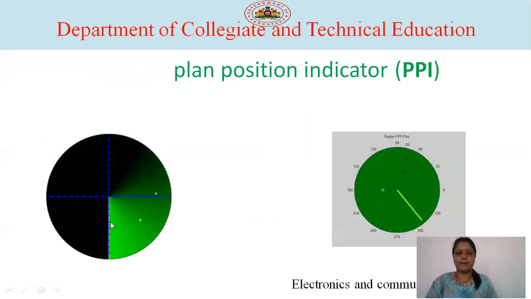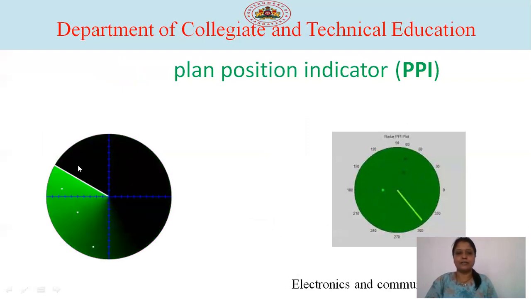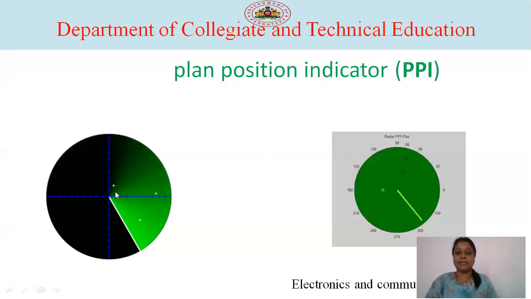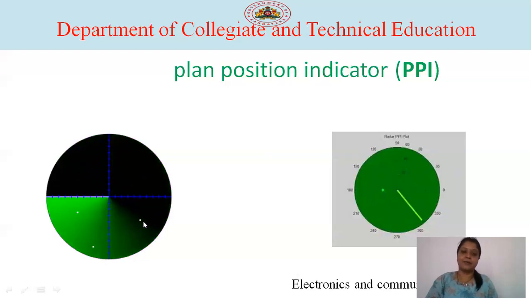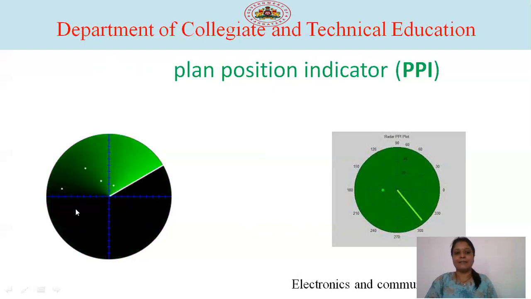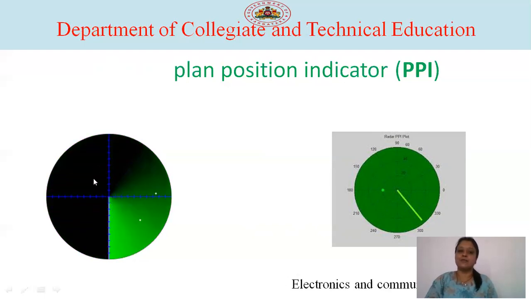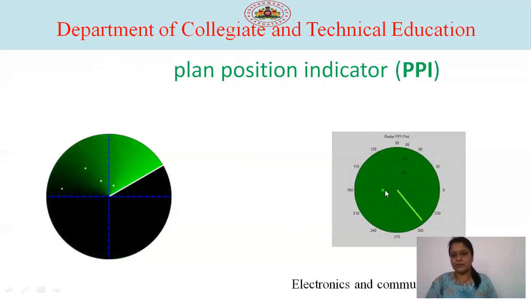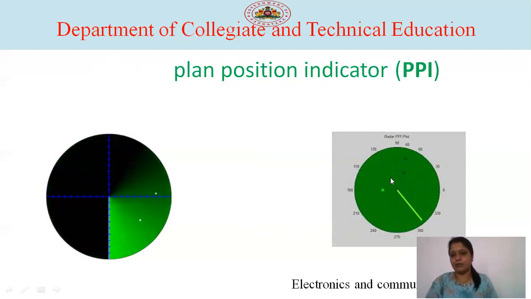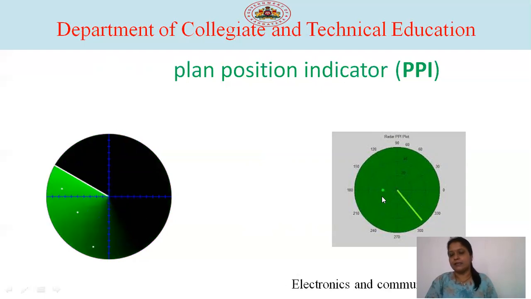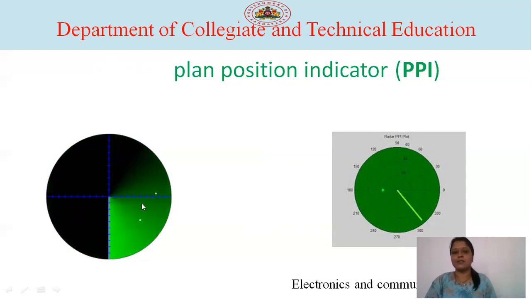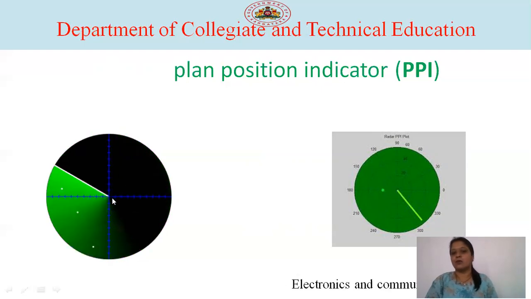Now see here, same here. The antenna is rotating, correct? The antenna is rotating, and wherever we observe bright spots, there the target can be detected. At that point, the target is present because it is sending the echo signal. Now same way here we have a bright spot. The target can be detected at this particular point, and the distance is measured from the center because at the center the antenna is located.